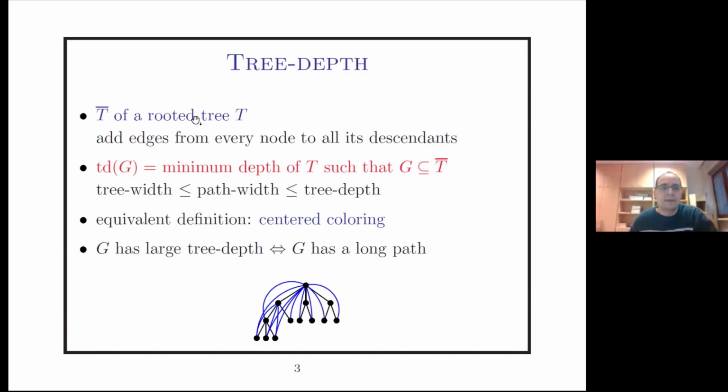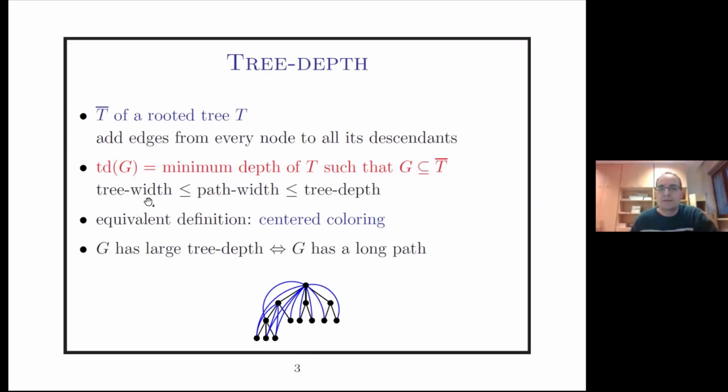So I have a tree, a rooted tree. Maybe it's the black tree that is shown at the bottom of this slide. And I assume you can see my mouse. Now I take the closure of the tree, adding all the edges between vertices and their descendants. So for example, the root will be joined to all the vertices, while this leaf will be joined only to the 3 vertices on the path to the root. The tree depth of a connected graph is the minimum depth of a tree whose closure contains the graph. So in particular, any subgraph of this graph with black and blue edges would have tree depth at most 4.